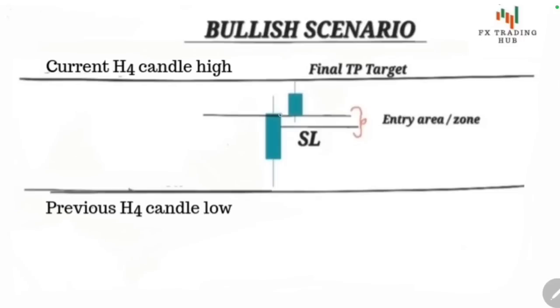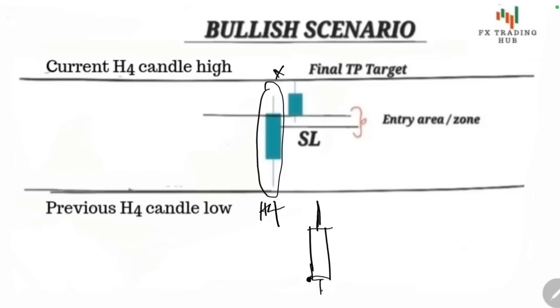All right, now for a bullish scenario of this strategy, you see that this is the previous H4 candle, and this is the candle low. This is the previous H4 candle low, and this is the current H4 candle, and this is the high. So the first thing you need to do is allow the previous H4 candle to form. If this were a bullish candle, you discover that this is the open, this is the low, this is the high, and this is the close. So this is the close for a bullish candle.